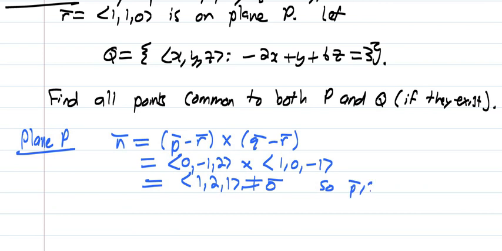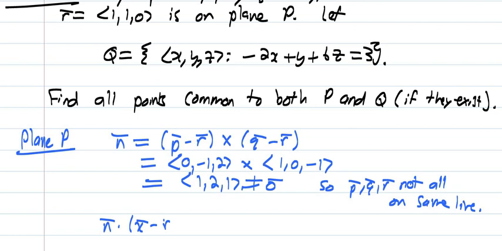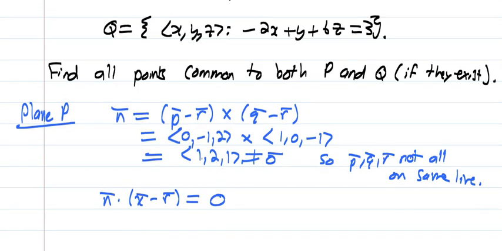So P, Q, R are not all on the same line. So we know that there does exist a plane P that passes through these 3 points because P minus R cross Q minus R is not the 0 vector. And now we also know the normal of this plane, which is 1, 2, 1. And now we can say that the formula is n dot x minus r is equal to 0. And the normal is 1, 2, 1.